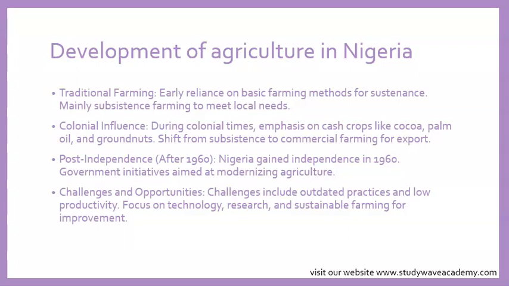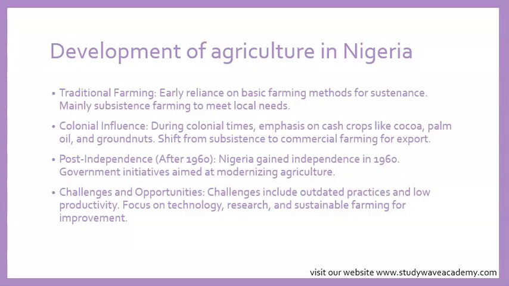They went through challenges and opportunities. Challenges included outdated practices and low productivity. The focus was on technology, research, and sustainable farming for improvement. Some problems were old ways of farming and bad weather, and they tried fixing the problems with new ideas and technology. So Nigerian farming started basic, changed during colonial times, got modern after independence, and continued to improve with new ideas and methods. Though they were facing challenges, they kept on improving.